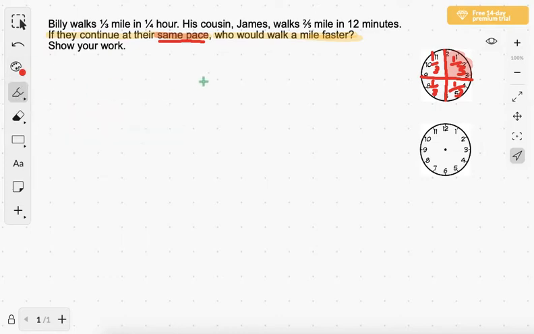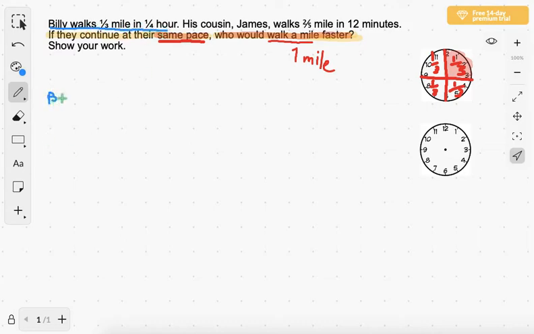Now, the other thing is that the question is, who would walk a mile faster? So in particular, we want to make sure that we know who would walk a mile faster. A mile being 1 mile. So we're going to set it up and work with each person's information. Billy walks 1/3 of a mile in 1/4 of an hour, right?